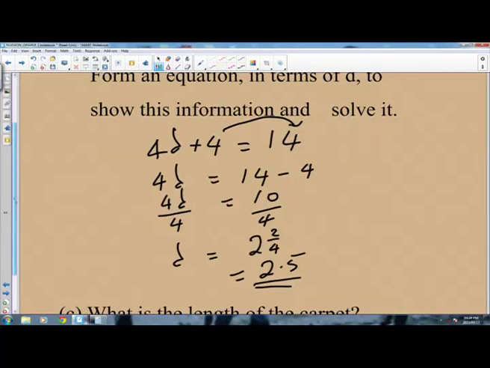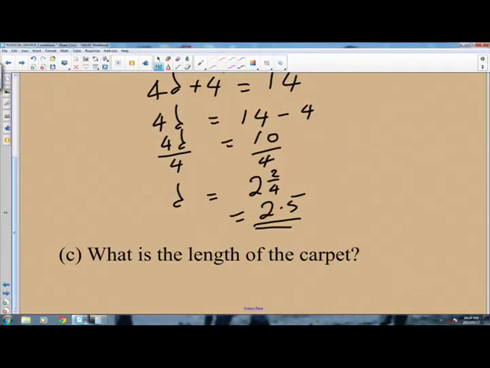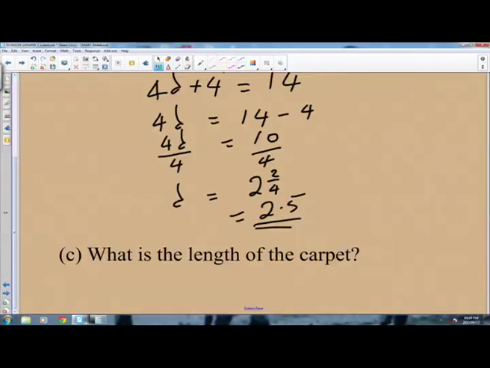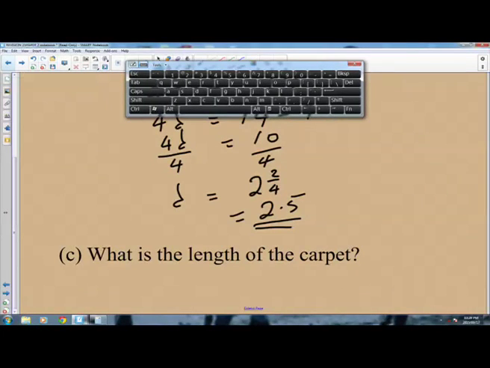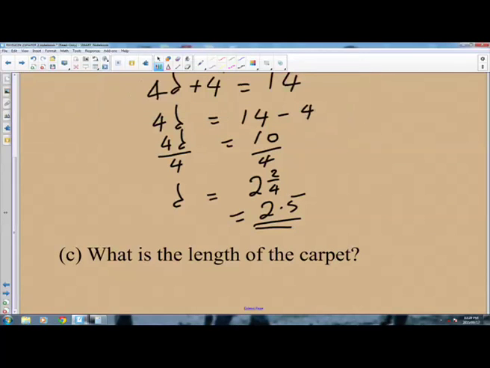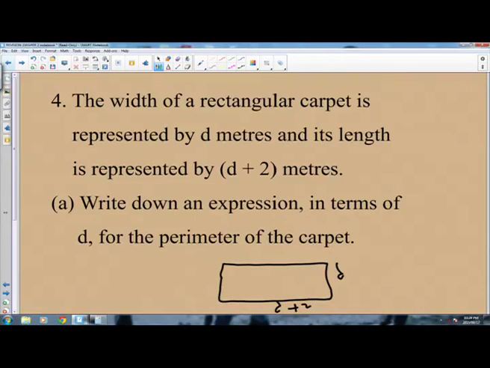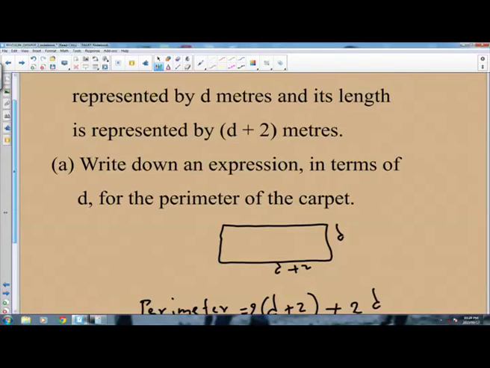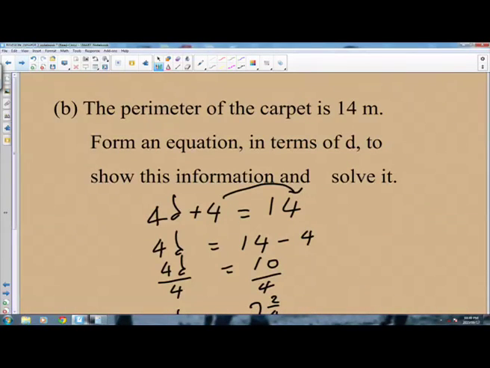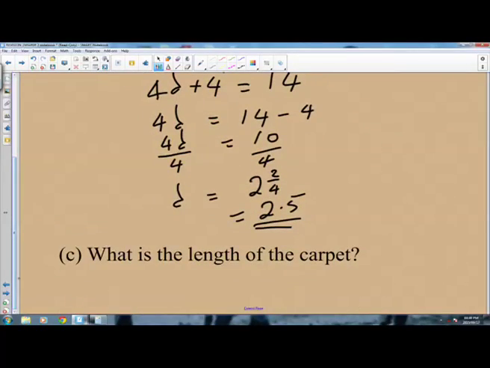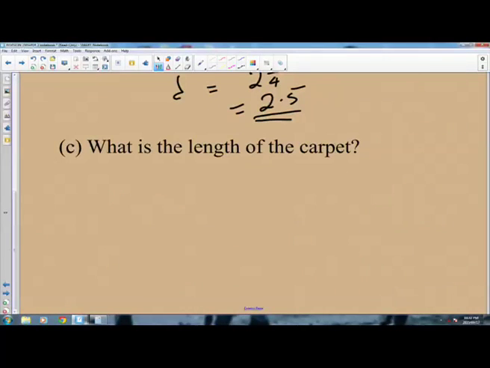And then what about C? C says, what is the length of the carpet? The length of the carpet is represented by d plus 2. Let's just go back to the carpet. The width is d, and then the length is d plus 2. So we are asked to find the length of this carpet. So how will we find the length of this carpet? Let's go to part C of the same question. It says find the length of the carpet.